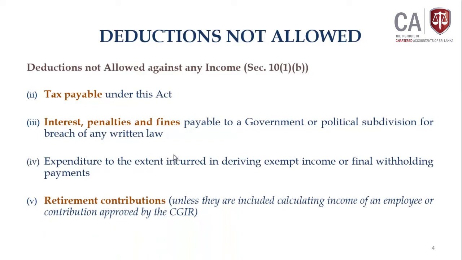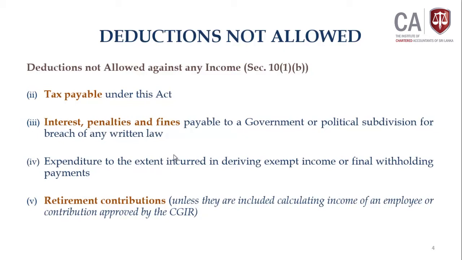Next, retirement contribution also should be disallowable. A good example is a contribution to the provident fund, or pension fund. The contribution is normally allowed, but the section says it is not allowable unless it is included in calculating the income source of the employee, or the contribution is approved by the Commissioner General.